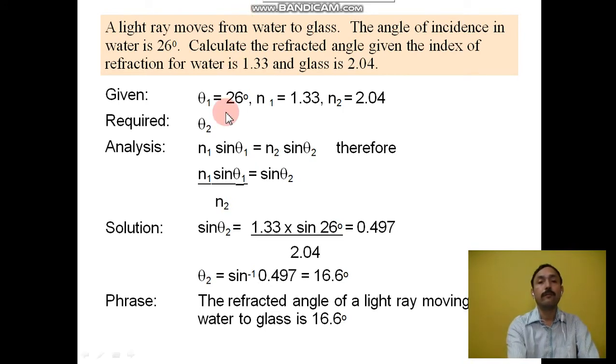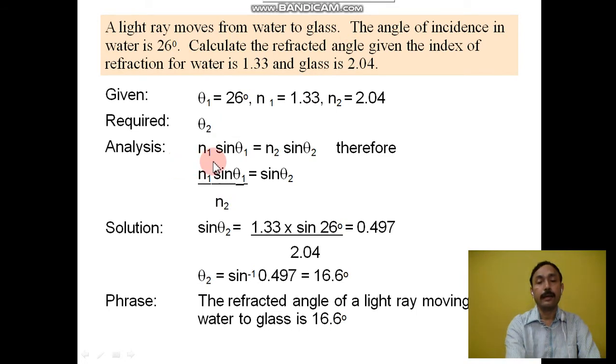So what are the given values? Theta 1, that means the angle of incidence in water, is 26 degree. N1, this is the refractive index of the rarer medium, is 1.33. N2 is the refractive index of the denser medium, here it is glass, 2.04. What we have to find out? Calculate the refracted angle, that means theta 2.